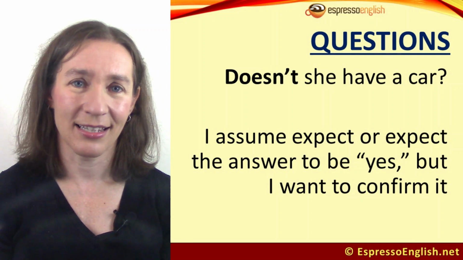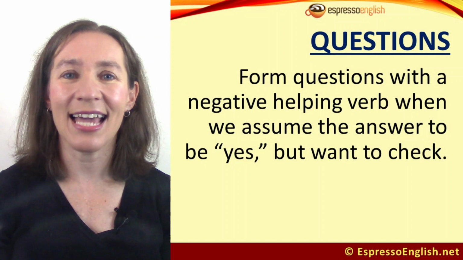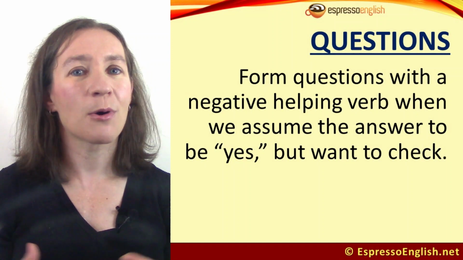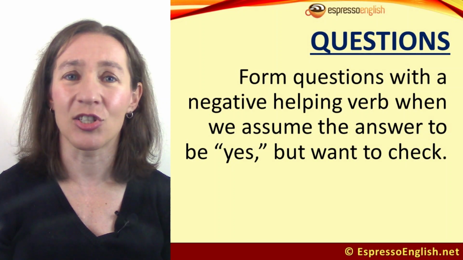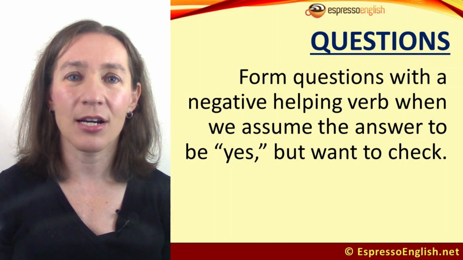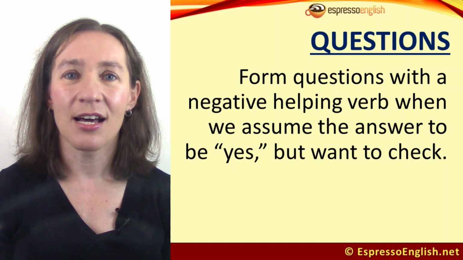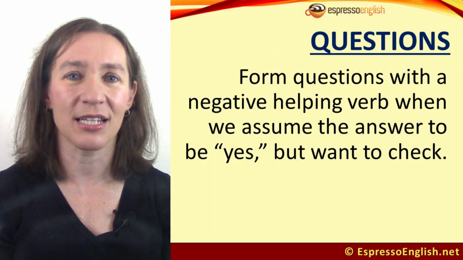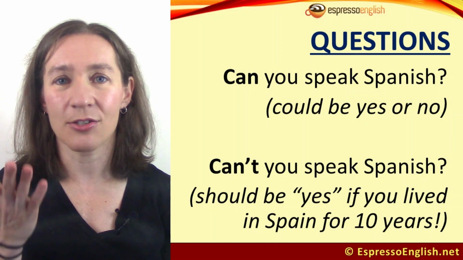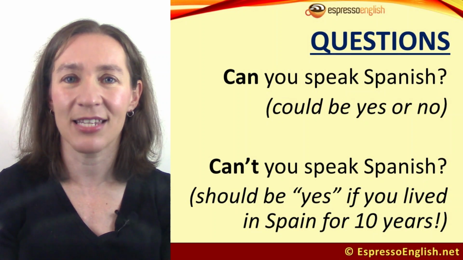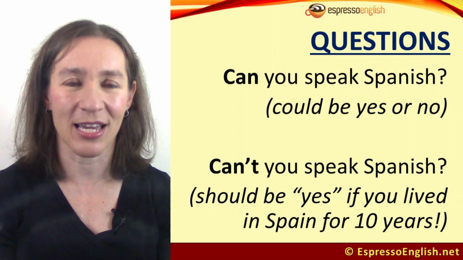So we can form questions with any negative helping verb when we assume or expect the answer to be yes, but we still want to ask to check if we're mistaken, or if we're surprised when the situation appears different from the way we assumed it to be. For example, the question, can you speak Spanish? Is a neutral question. The answer could be yes or no. I have no expectations about the answer. I really want to know if you can speak Spanish.